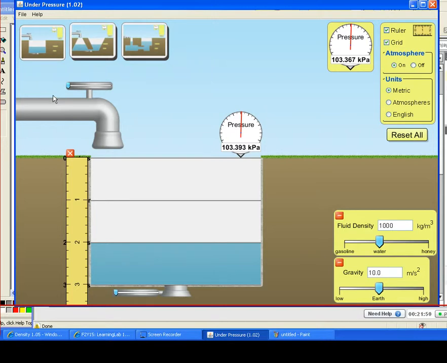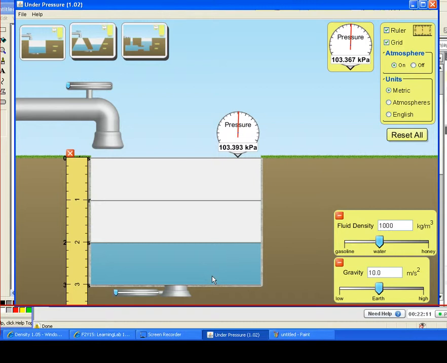The height of water I've added is 1 meter. So it's 3 minus 2, so that's 1 meter. Now what am I going to do? I'm going to measure the pressure at this 2 meter mark level, and I'm going to measure the pressure at the 3 meter mark level. Okay, that's what I'm going to do.